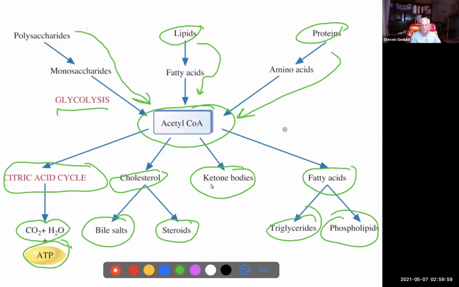Triglycerides are a storage form of fat. We can use it to store energy. If we have too much, triglycerides build up, or these cholesterol molecules build up, and we have atherosclerosis. We have hardening of the arteries because plaque from these extra fat molecules builds up in our body.